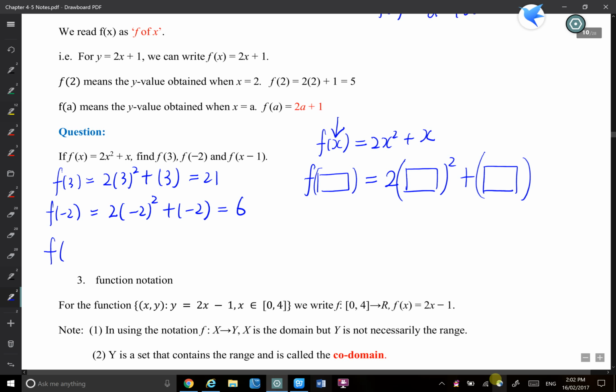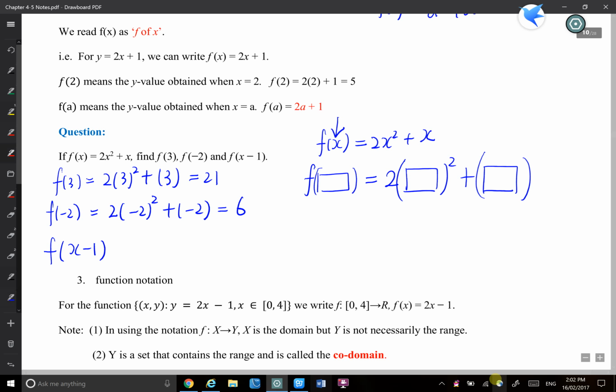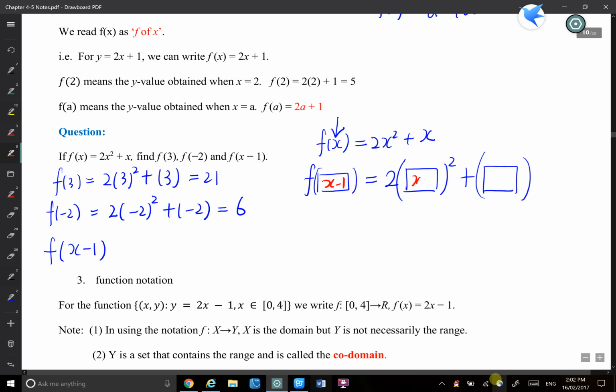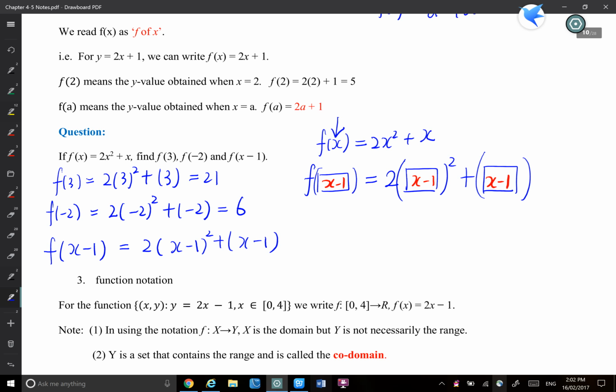Okay, the last one is a little bit special. You put x minus 1 into the bracket instead of x. So you put x minus 1 here. You will have x minus 1 in all the boxes. So f(x minus 1) equals 2 bracket x minus 1 squared plus x minus 1. That's what you're going to have. Can you see the right thing? That's how we work that out.